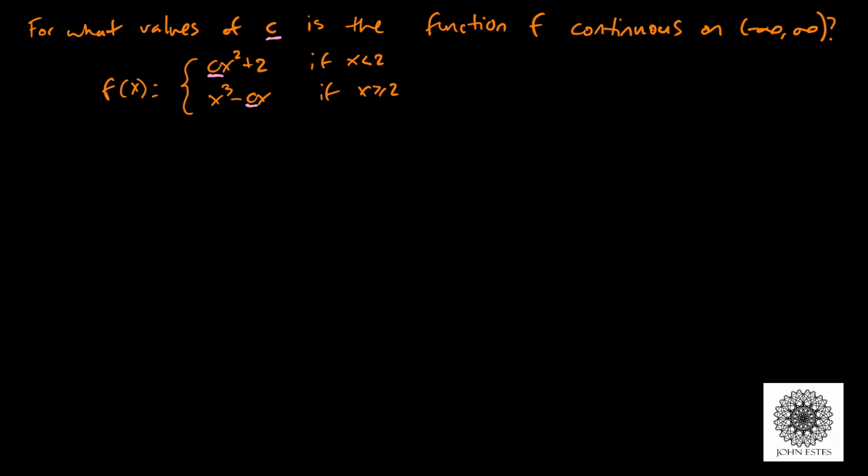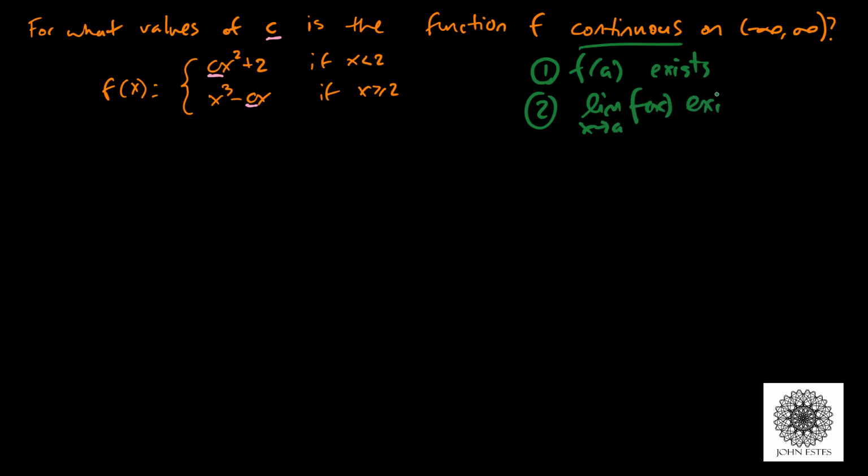So the first thing we have to understand is what continuous means. Continuous here actually means three things, if we remember. One, it means that f of a exists. Two, it means the limit as x approaches a of f of x exists as well. And three, these two things are actually the same thing. Okay, so for this question, do we have to check all three of these things? We do, but some of it's easy.